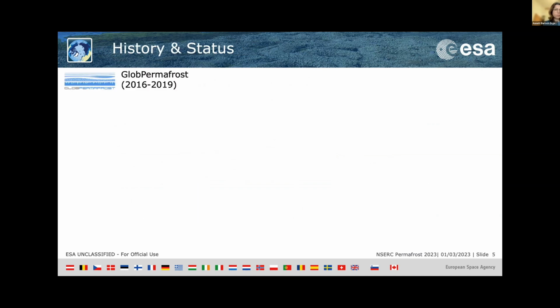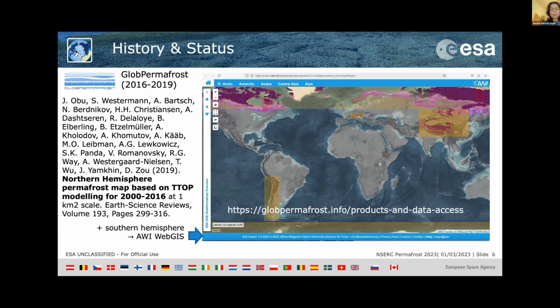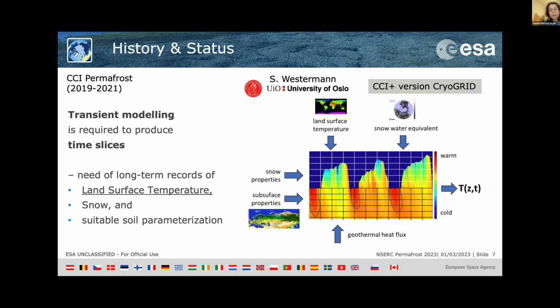Now going back to more or less the beginning. The modeling was started already as part of GlobPermafrost. At that time, the Ttop approach, an equilibrium model, was used for creating permafrost extent for the Northern Hemisphere, and later on for Antarctica, permafrost in the Southern Hemisphere. Then in the next step, in CCI Permafrost, that was changed to transient modeling, so a different version of CryoGrid was used. And what is used from satellites is basically land surface temperature, until now MODIS data.